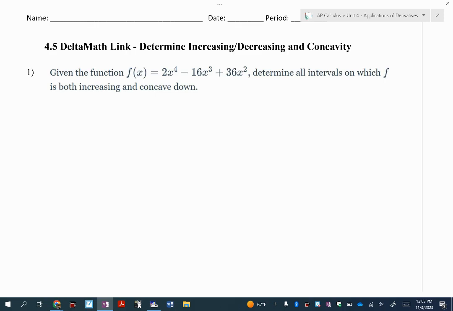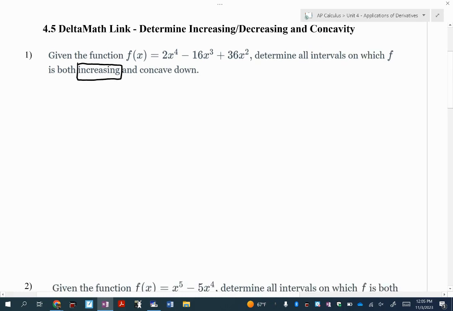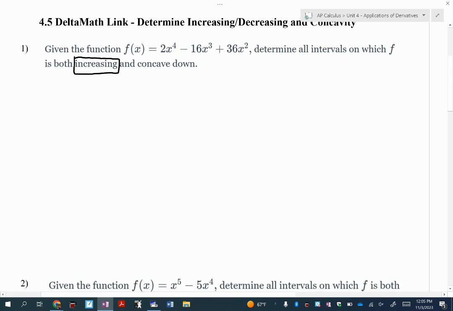It says, find the intervals on which the function is both increasing and concave down. So first, just focus on increasing. You've already done this. So if I'm trying to determine where the original function is increasing, what do I need to find? The first derivative, right. All right, so the first derivative is 8x cubed minus 48x squared plus 72x.